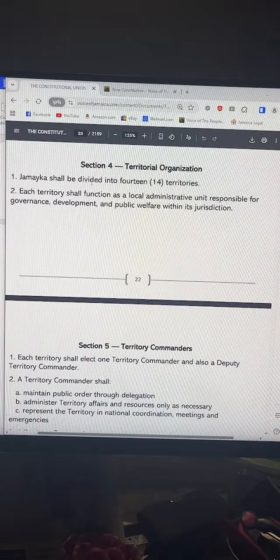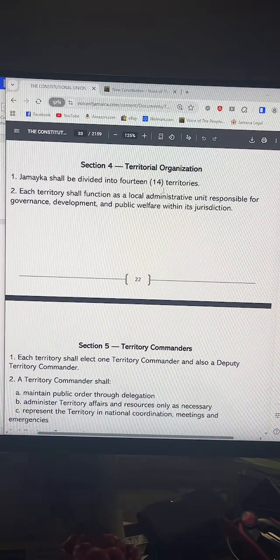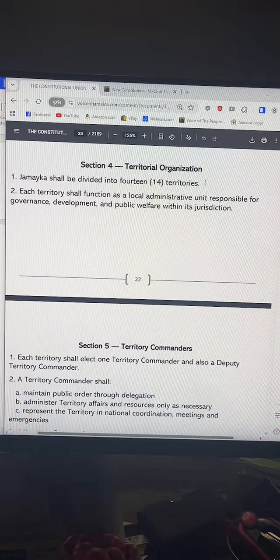Territorial organization. Jamaica shall be divided into 14 territories. So instead of us having parishes, which are a colonial structure, we would have territories, right? Because again, if we're getting away from our colonial past, we need to put things in place that would establish what exactly we now have. So instead of a colony parish, we would now have territories, which is pretty much the same thing. It's just that it is not under a colonial structure.